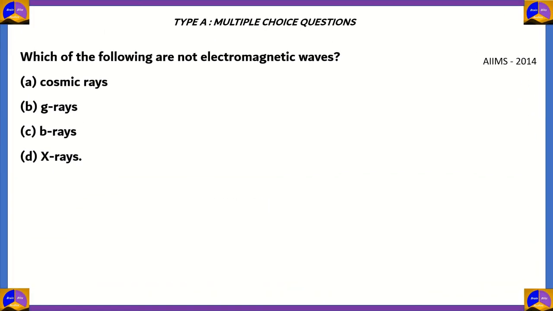Next question. Which of the following are not electromagnetic waves? Is it A, cosmic rays, B, gamma rays, C, beta rays, or D, X-rays?